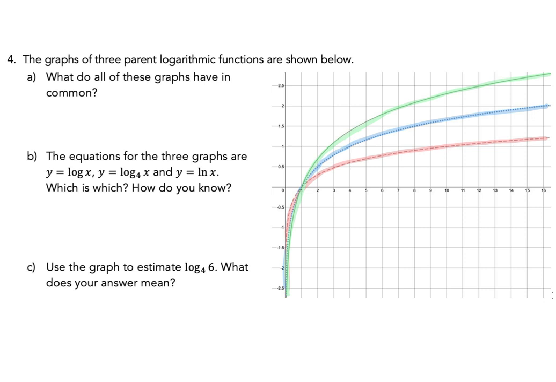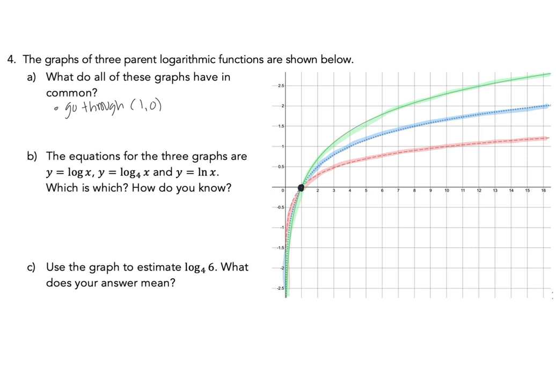Okay, so let's look at the next part. It says the graphs of 3 parent logarithmic functions are shown below. What do all of these graphs have in common? Hopefully one of the things you're noticing, it doesn't have to be the first, is that all 3 of them go through the point 1, 0. Oh my goodness, I'm struggling here. They go through the point 1, 0.